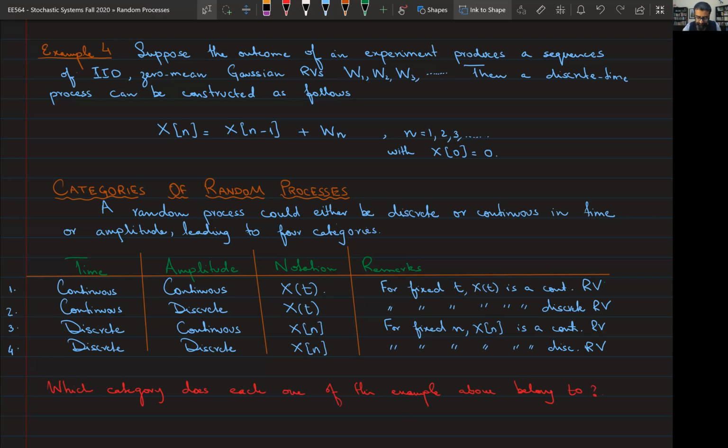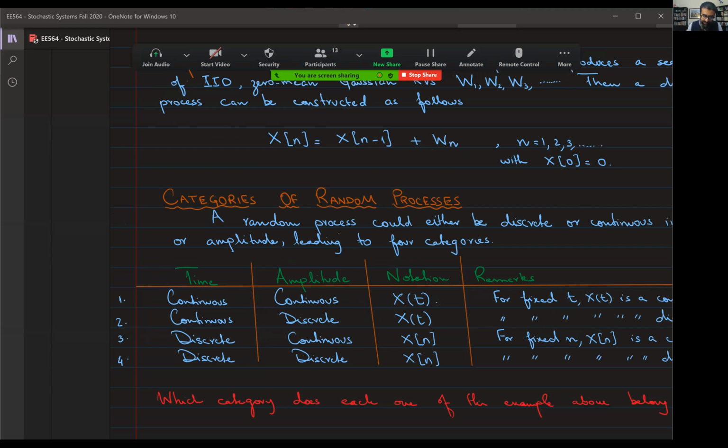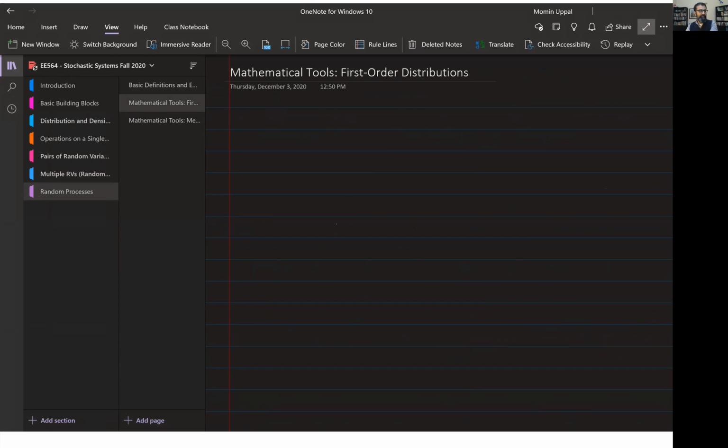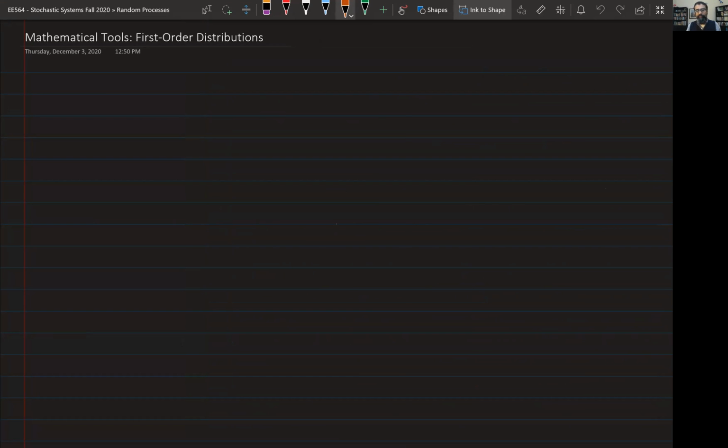Okay. What we want to do today is start talking about mathematical tools which could be used to characterize random processes, right? The first of the mathematical tools we're going to look at is to derive the first order distributions of a random process. What do I mean by a first order distribution? Anybody ventures to take a guess?